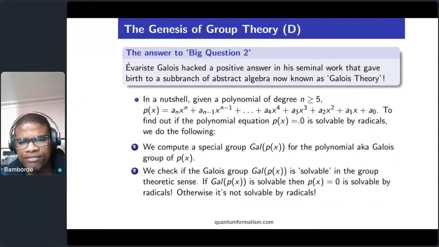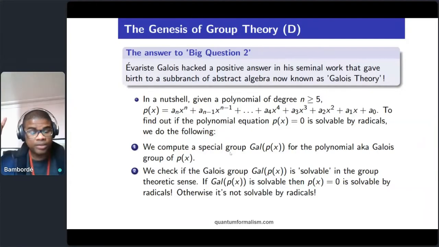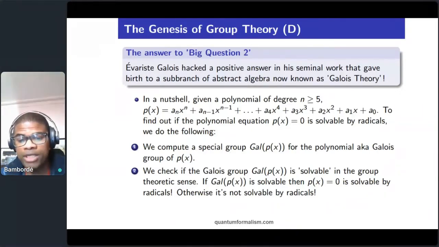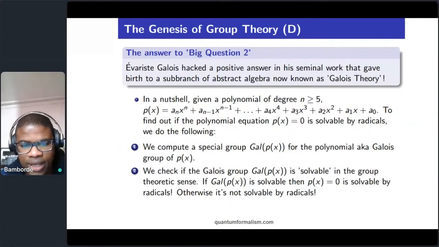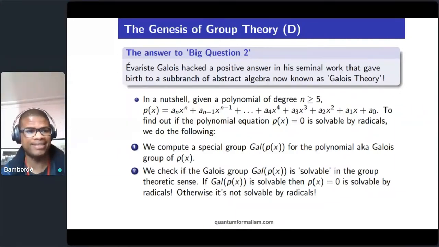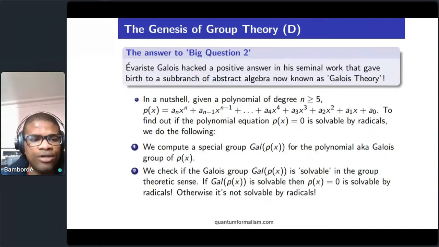So to find out if P of X is solvable by radicals, the first thing you do is compute a special group. There's a notion of group associated with the polynomial. So you compute the Galois group of the polynomial, let's call it the Gal of P of X. The exact way this is done is out of scope for our purposes, because it needs a bit of field theory, but this is just to give you a flavor of the procedure.